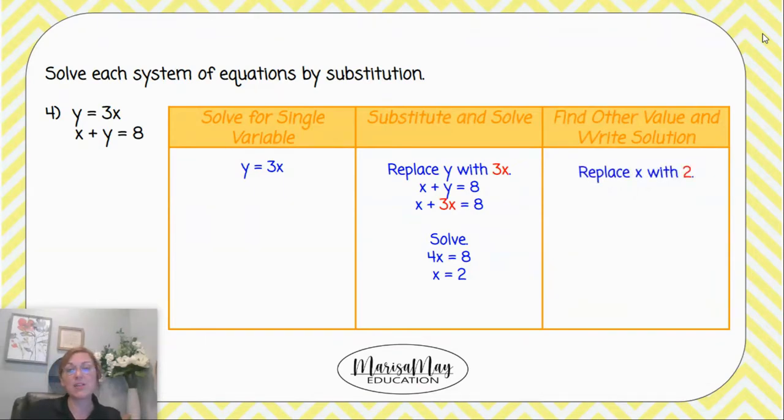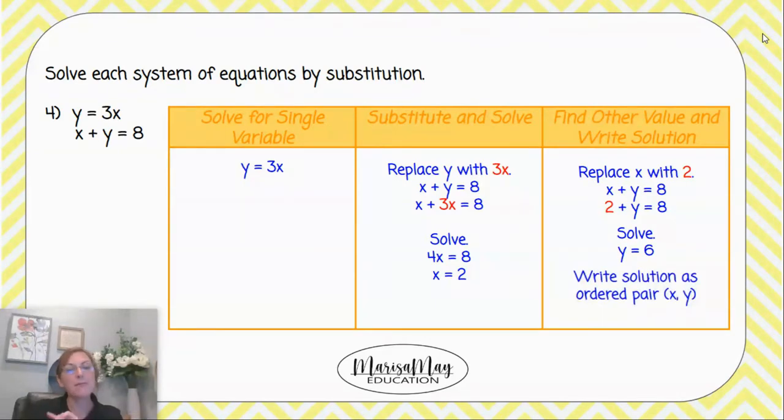Now you can do this in either equation. I chose to use the x plus y equals 8 equation, and I replaced that x with a 2 so that I got y equals 6. So you can see I had to find both variables. I had to find out what x equals. I had to find out what y equals. And then I want to write my solution as an ordered pair. Remember, alphabetical order, x, then y. And so I get 2, 6 as my solution.